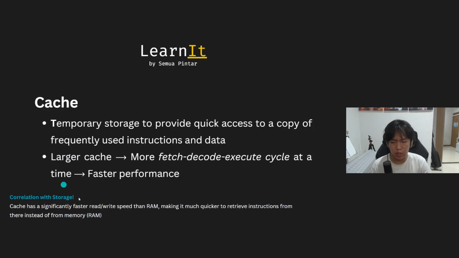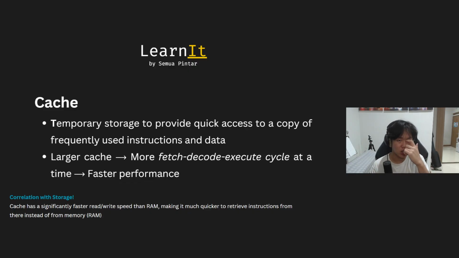And this also correlates with storage. Since cache has a significantly faster read and write speed than RAM, it makes it much quicker to retrieve instructions from there instead of memory. If you've learned about RAM, it is a primary storage, and because it's primary, the computer is able to access the RAM a lot more quickly than, let's say, secondary storage. However, cache here is even faster, because here we're talking about the CPU, right?